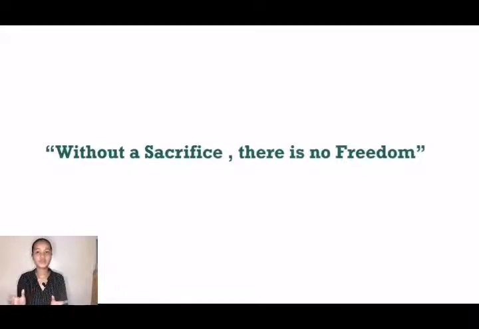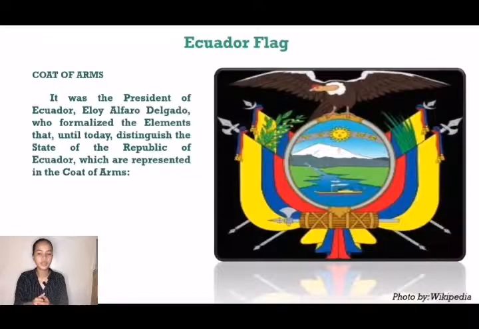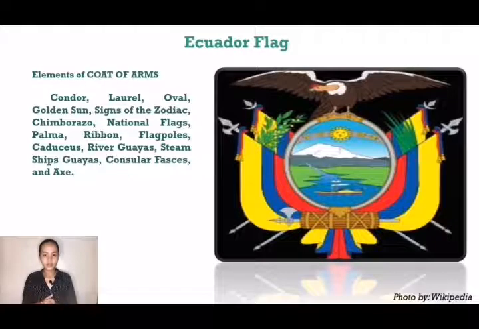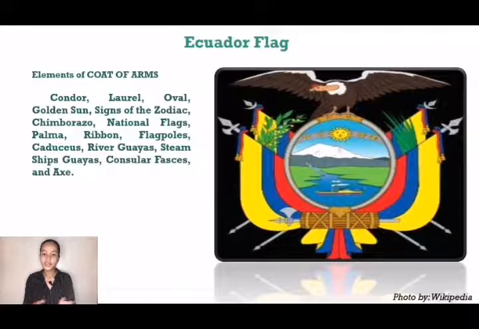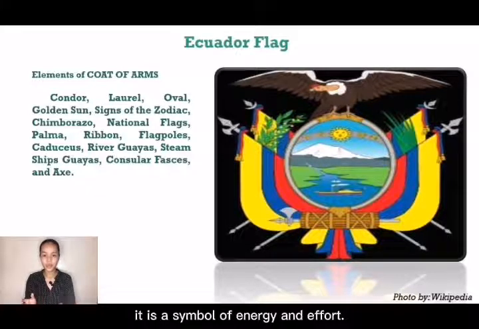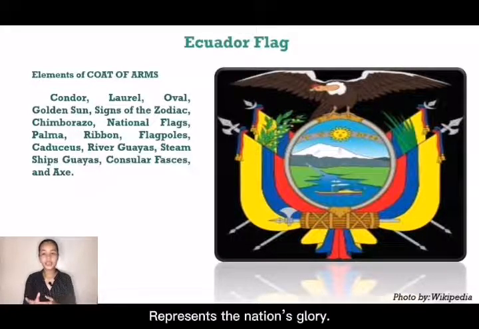Now let's move on to the coat of arms. It was then President of Ecuador, Eloy Alfaro Delgado, who formalized the elements that, until today, distinguish the state of the Republic of Ecuador, which are represented in the coat of arms. The condor, with outspread wings, lifted into flight position. It is a symbol of energy and effort. Laurel represents the nation's glory.